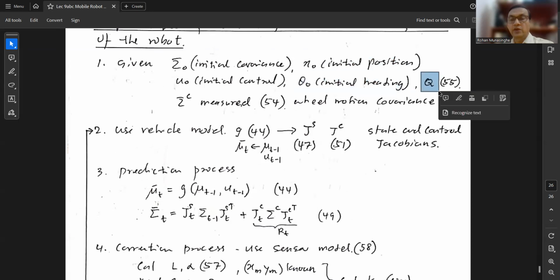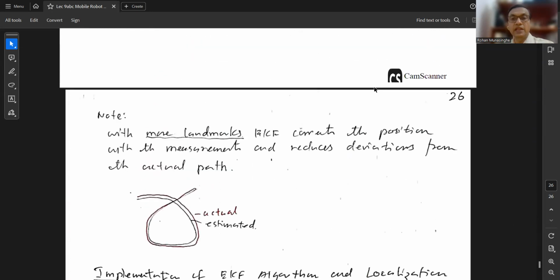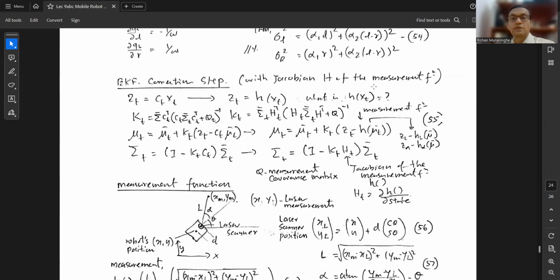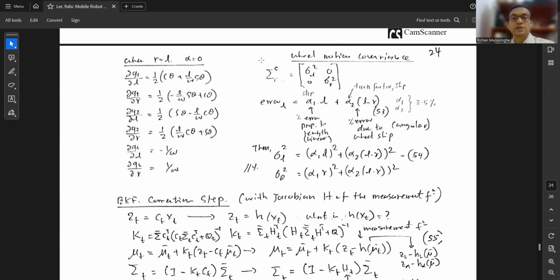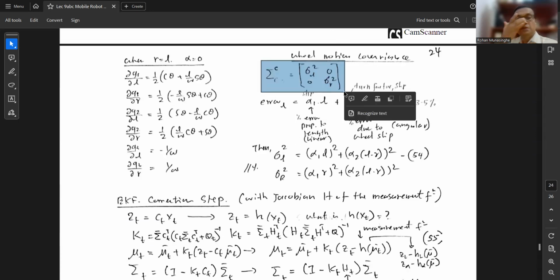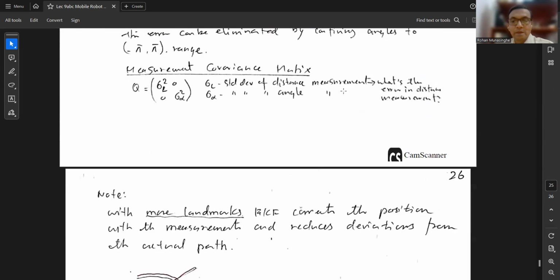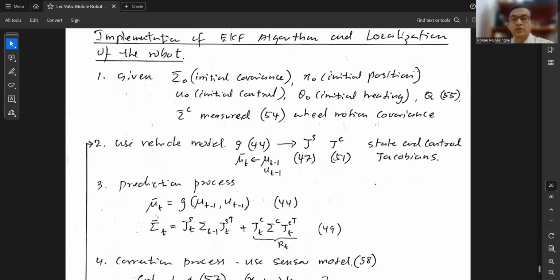And Q. So what is Q? Q is coming from equation 55. So go back and figure that out. I have put the numbers here. This is the epsilon superscript C. This is the wheel motion covariance. The two wheels, left and right wheels. So you do a little experiment, individual wheels, do the testing and figure that out. What is sigma L? What is sigma R? And put it over here. You have got that as well.